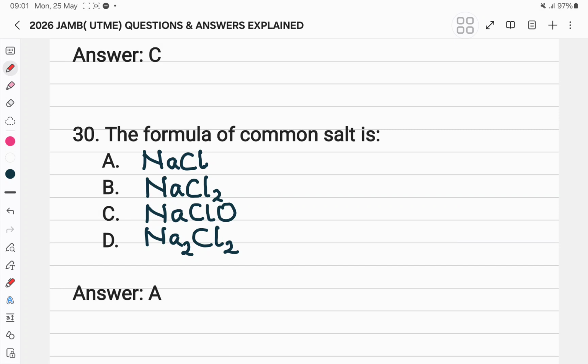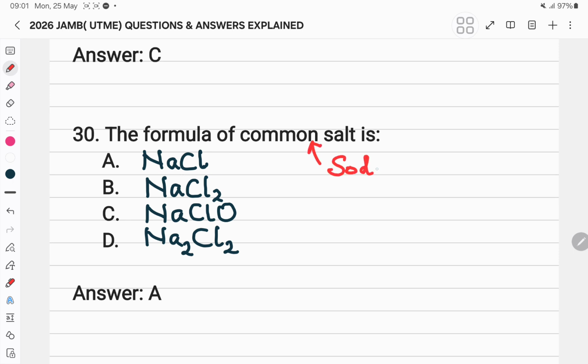The answer is A, NaCl. Option B does not exist. Such a formula does not exist. Option D does not exist. We don't have such. Option C exists, but it's not for common salt. Common salt is also known as sodium chloride. That is its IUPAC name.